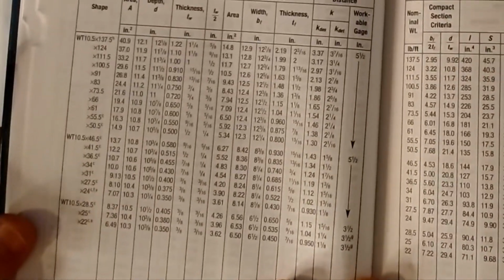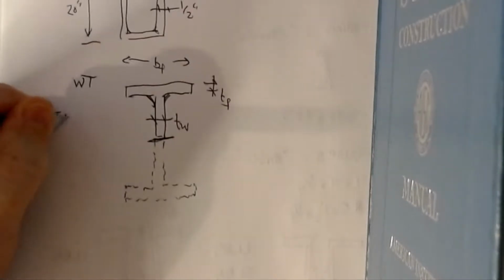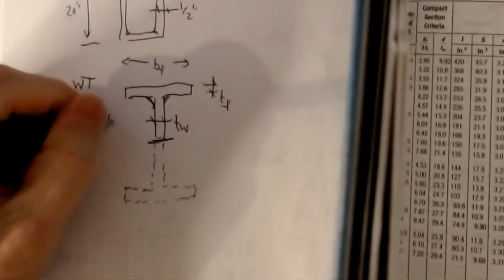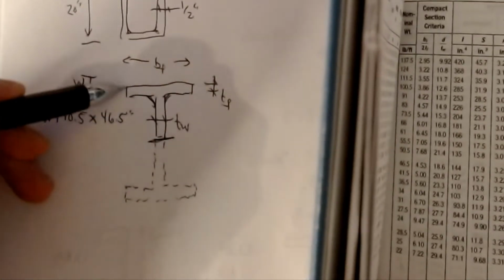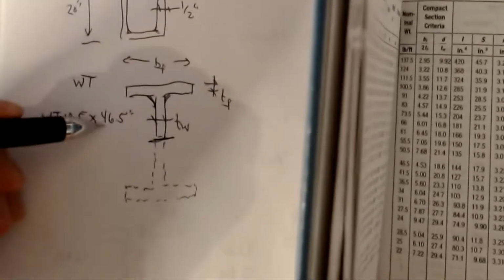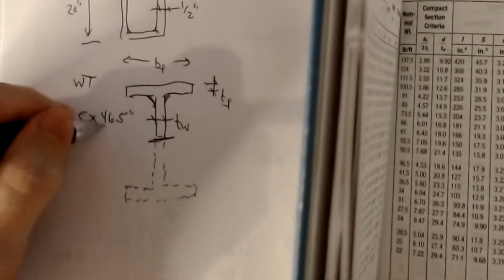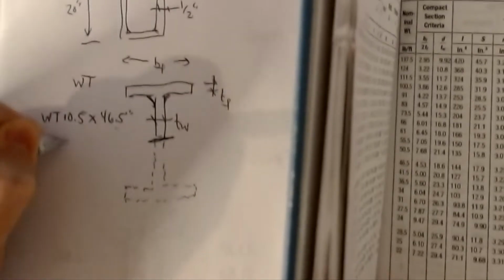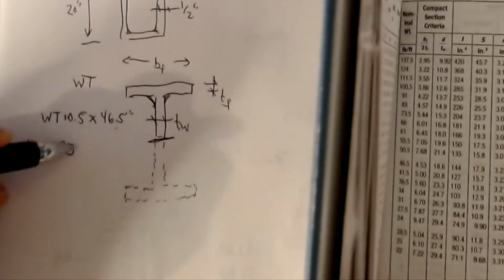So if we look at one, I've got a WT, let's see, how about a WT 10.5 by 46.5. Okay, that's the dimensions of the T section. So the T is roughly 10.5 inches deep, and it's at 46.5 pounds per foot in weight. Okay, this guy was made from a W21 by 93. And if you notice, this is half of that, and this is half of that.